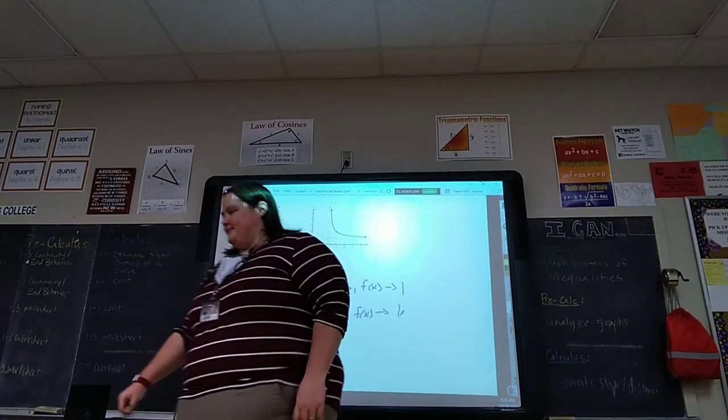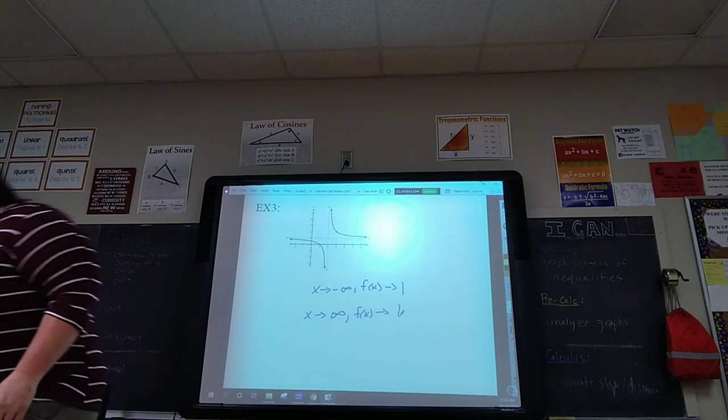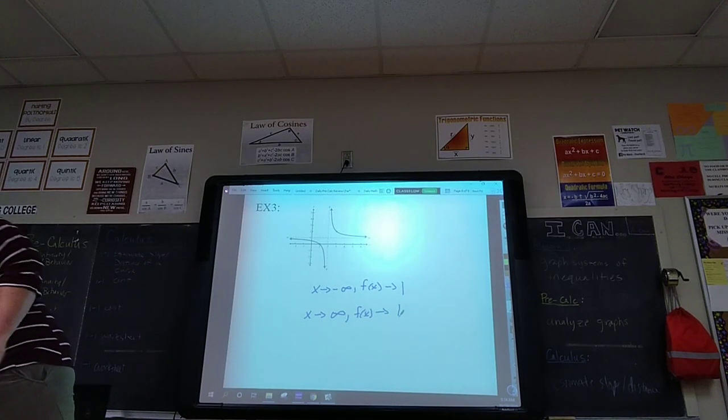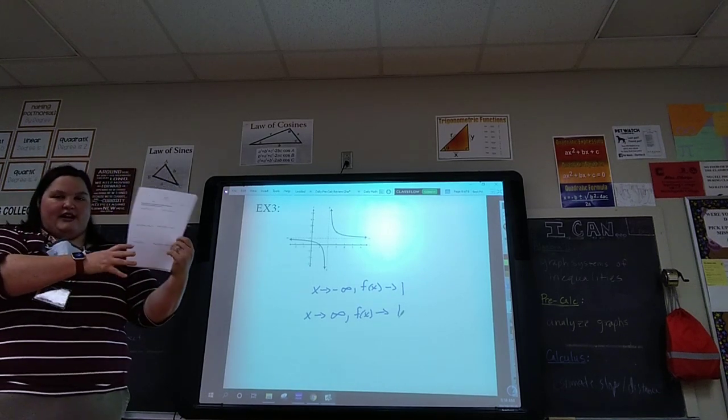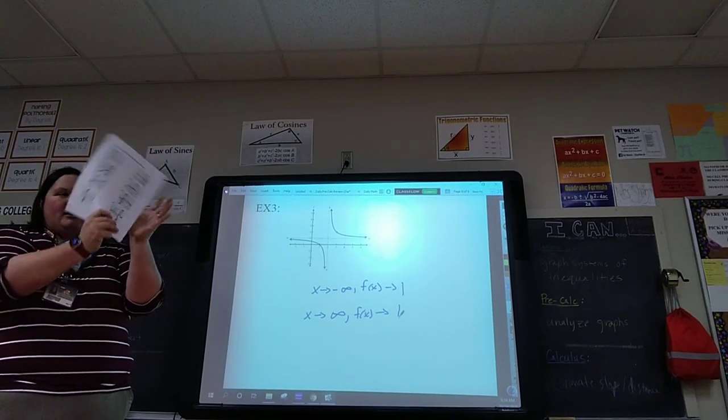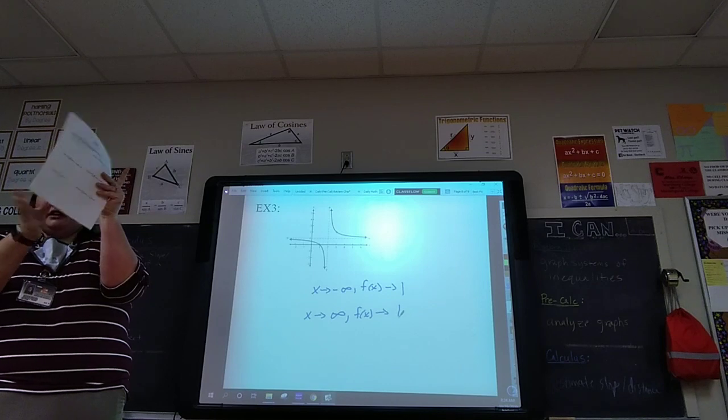No exit ticket today. Just a worksheet, and it's just front and back. The front page you're doing the continuity test. The back page you're doing end behavior. So a little bit of each.